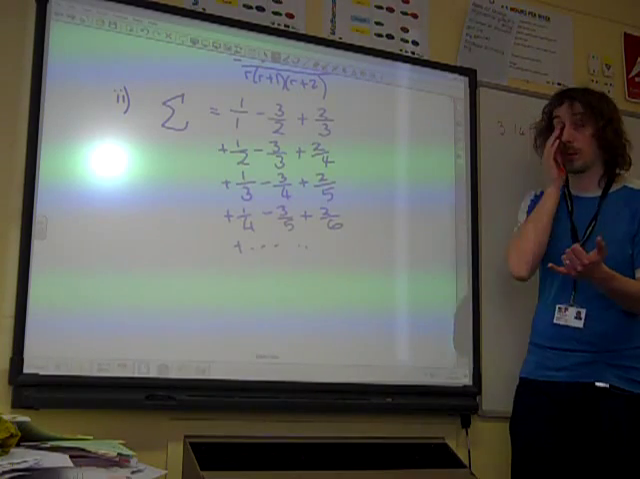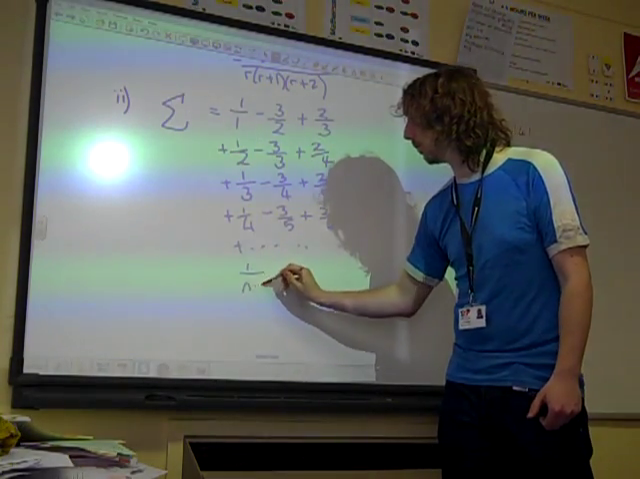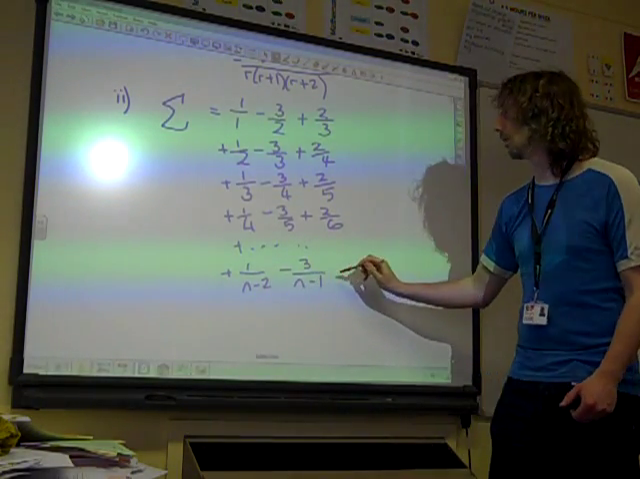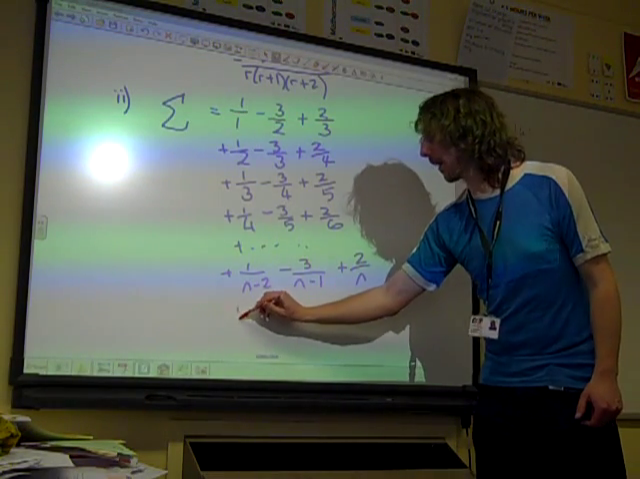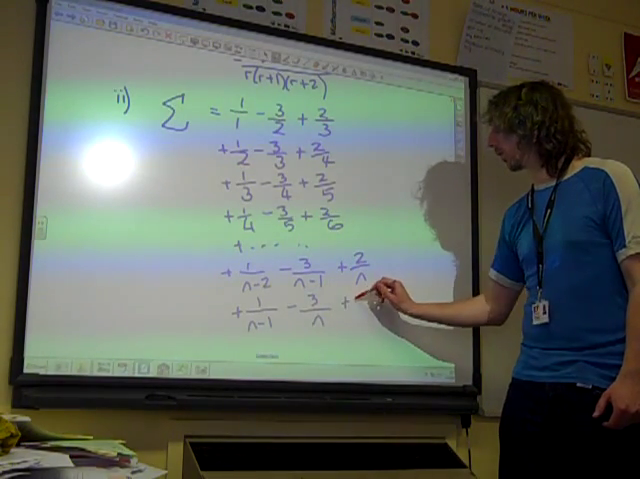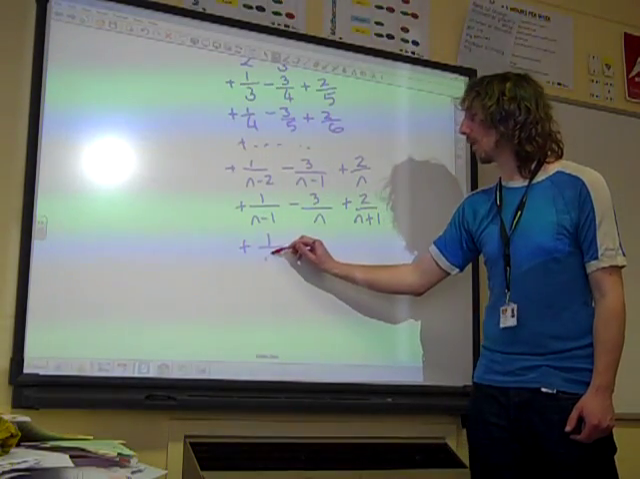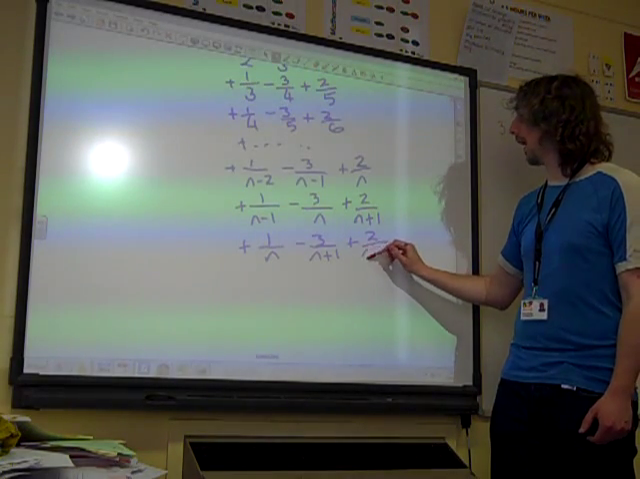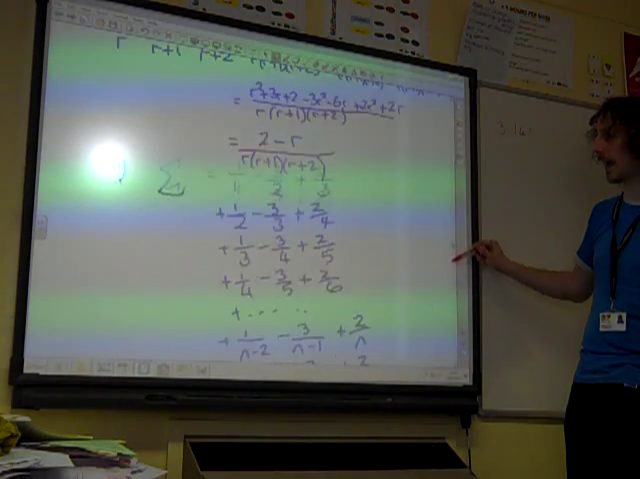My last row is going to start with 1 over n minus 2, isn't it? 1 over n minus 2 minus 3 over n minus 1 plus 2 over n. And then I would have 1 over n minus 1 minus 3 over n plus 2 over n plus 1. And then my very last one is 1 over n minus 3 over n plus 1 plus 2 over n plus 2. And that matches up with what we started with up there.